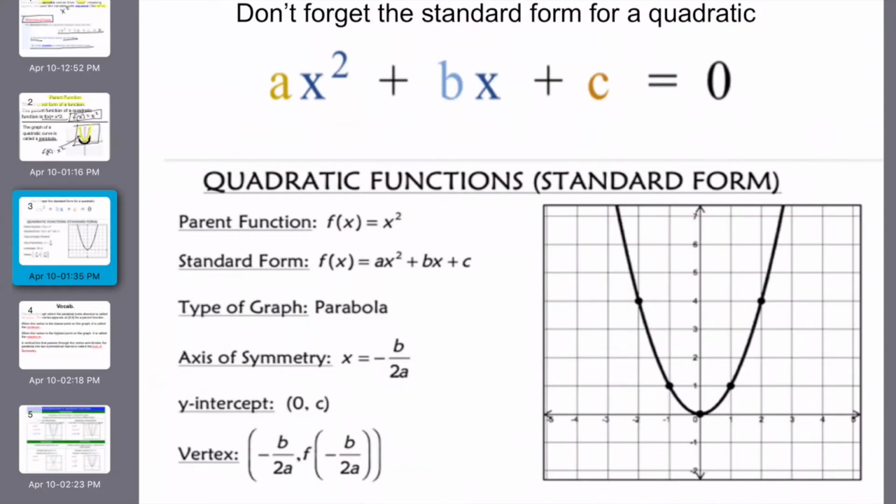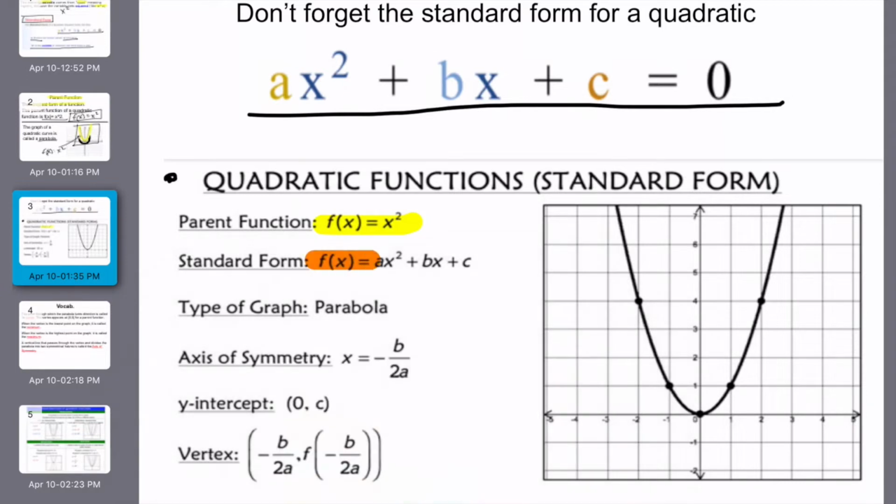The next part about quadratics gets very informational and detail oriented. This standard form of a quadratic, ax squared plus bx plus c, gives you a lot of information. So let's go down here. A quadratic function: we know that the parent function is f of x equals x squared, and the standard form is ax squared plus bx plus c. We know it is a parabola.